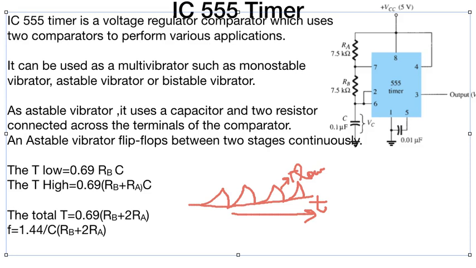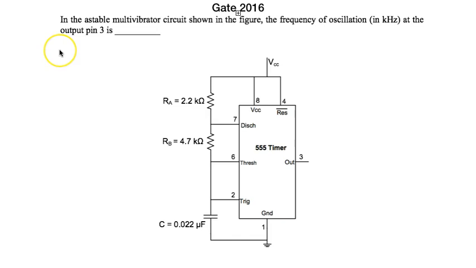So this will be the formula. Now total T will be equal to 0.69 (RA plus 2 RB), and frequency is equal to 1.44 divided by C (RA plus 2 RB). Now let's look at one of the 2016 questions which was asked to calculate the frequency of oscillation. We have just discussed the formula that it is 1.44 divided by C (RA plus 2 RB).